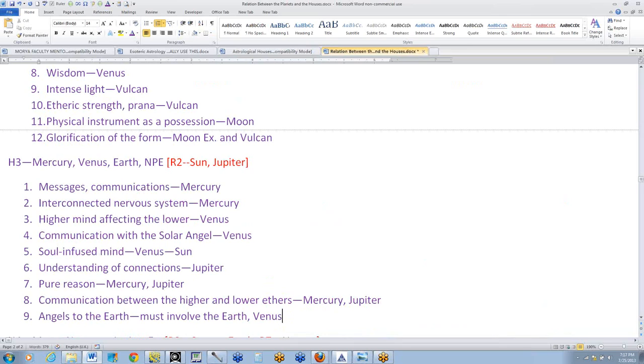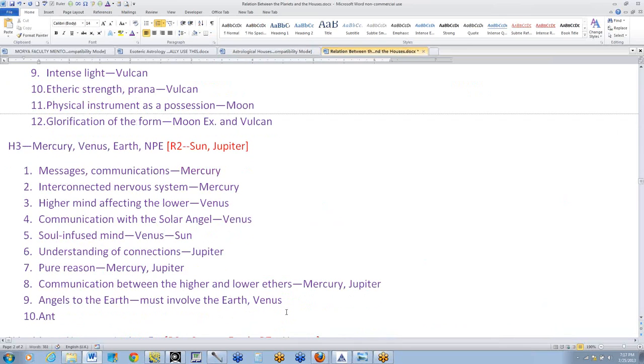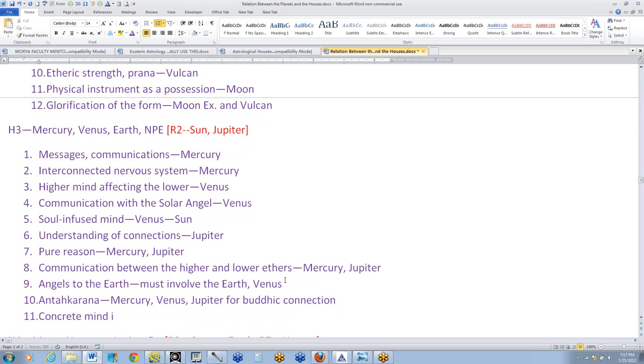The Antikarana is both Mercury and Venus, and Jupiter for Buddhic connection. Jupiter is one of the Buddhic intuitive planets. So this can be the house of the concrete mind, yes, but the house of the concrete mind illumined. And that's Mercury, Venus, and Jupiter again.